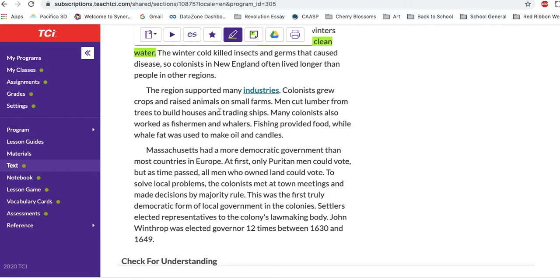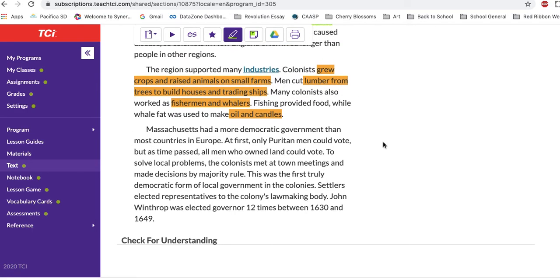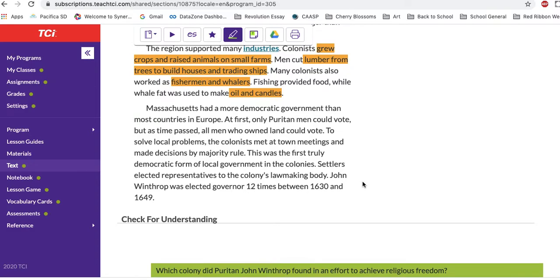So the economy, we know that colonists grew crops and they raised animals on small farms. There was lumber from trees. I'm going to go ahead and have that highlighted. It also says that they worked as fishermen and whalers. So I can highlight that. And they used whales to make oil and candles. Okay, so those were some of the industries that were helping the economy at that time.